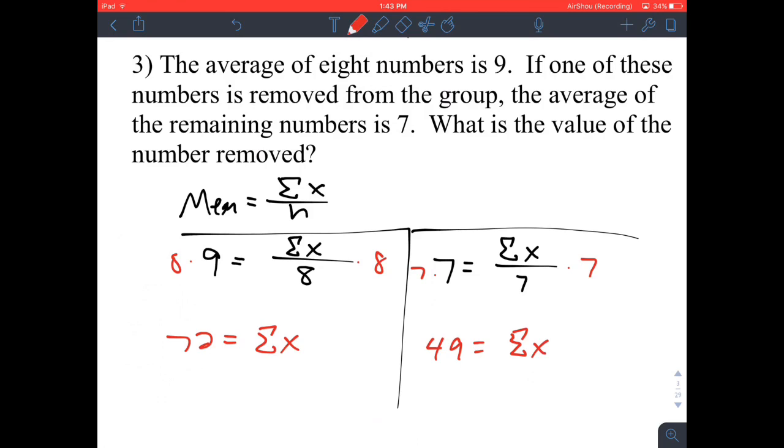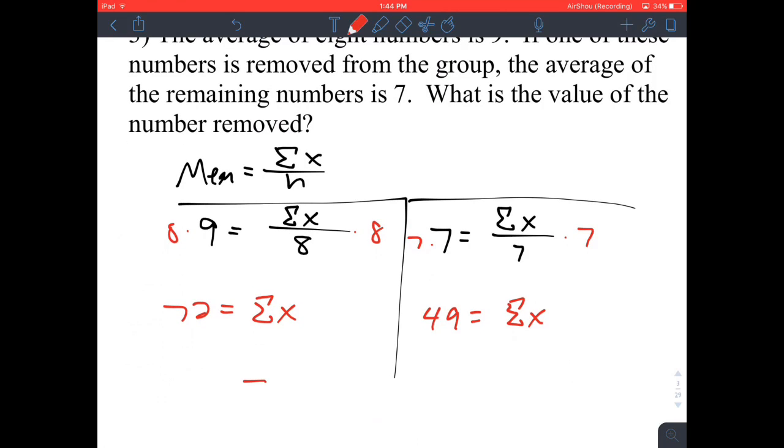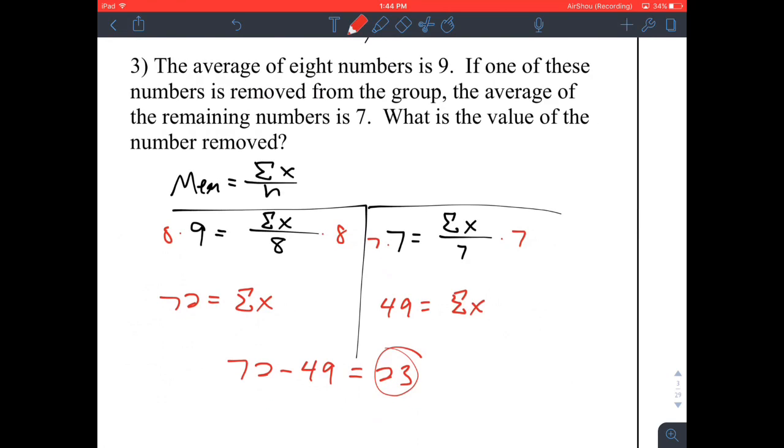So that must mean that the missing number is 72 minus 49, which is 23. So you can recheck that to make sure that it works. Well, there's no need to recheck it.